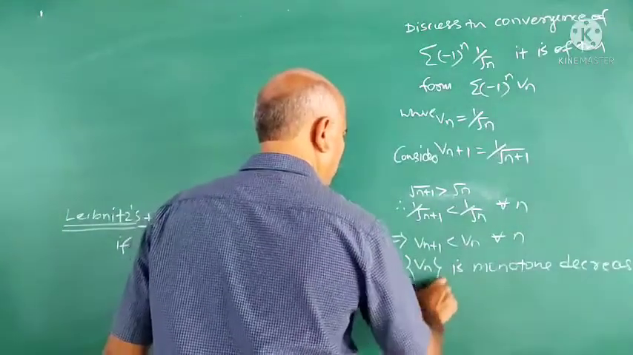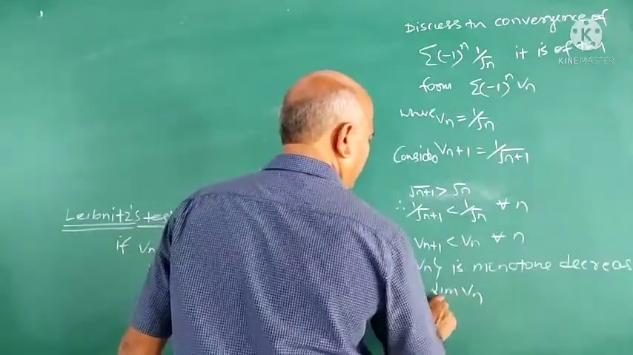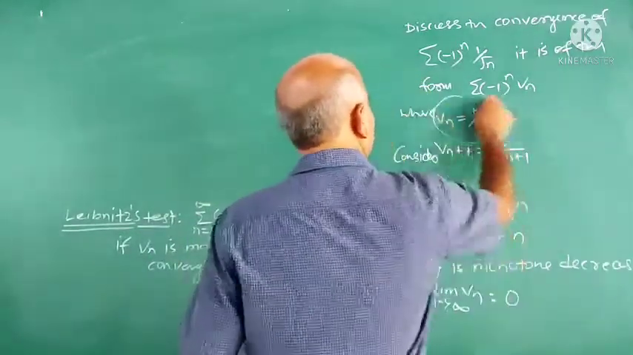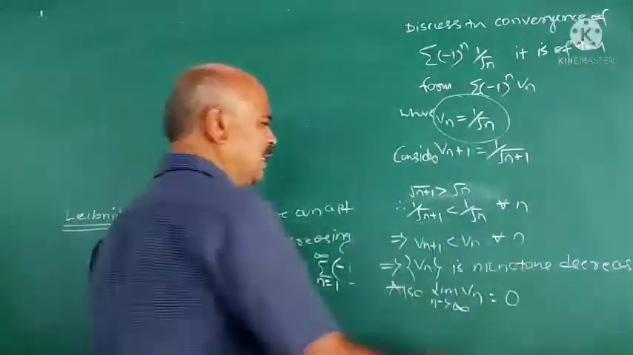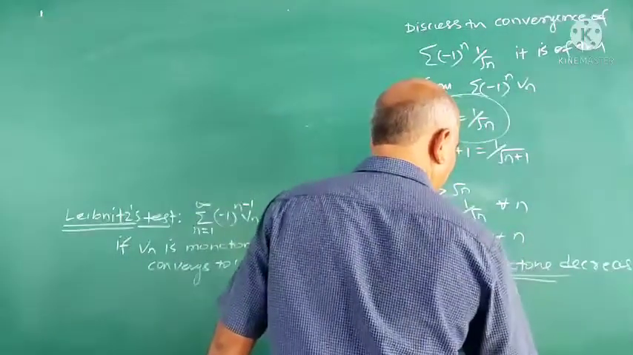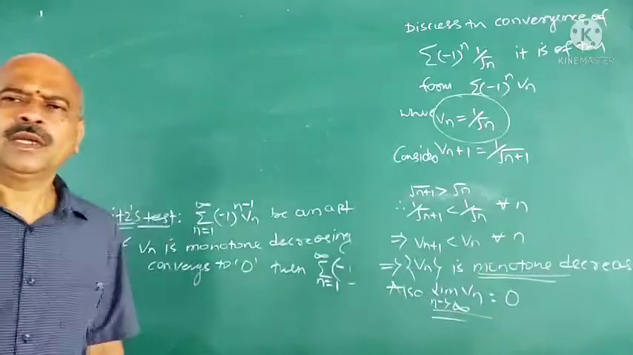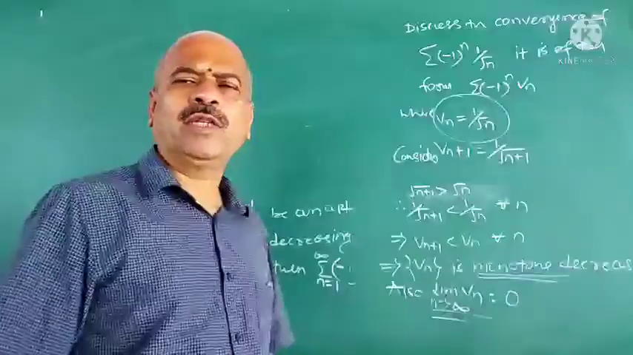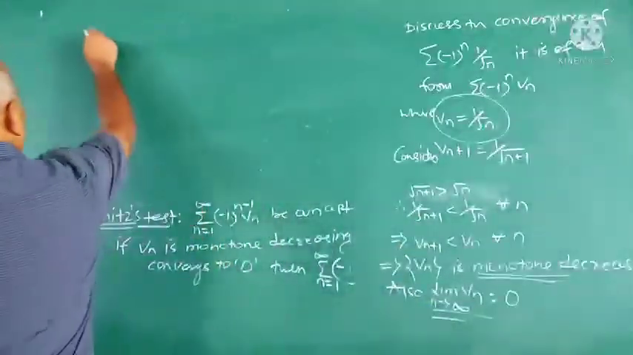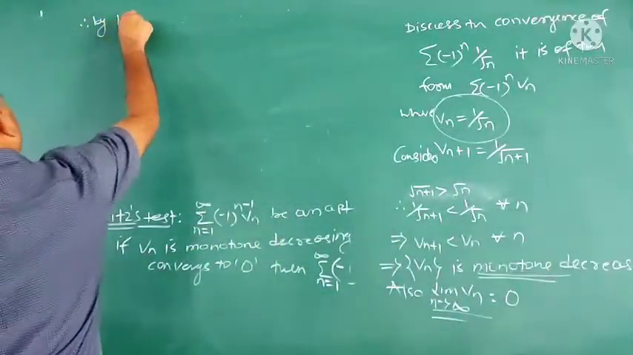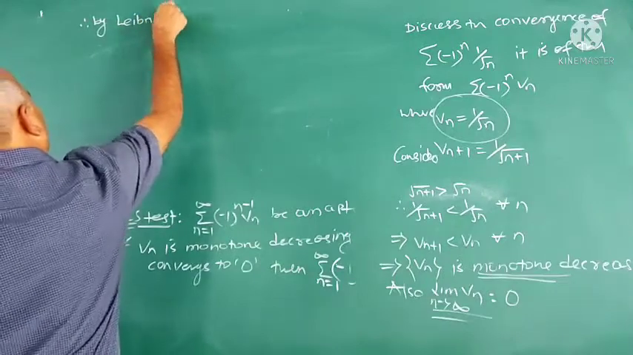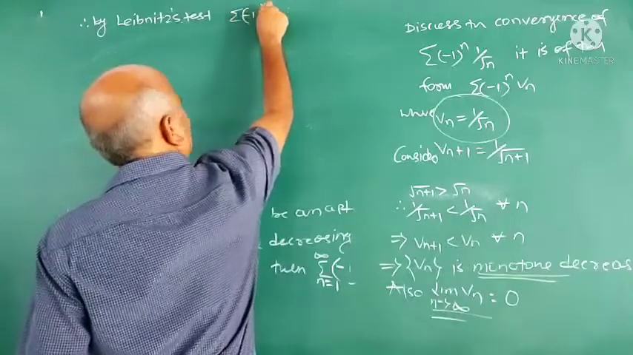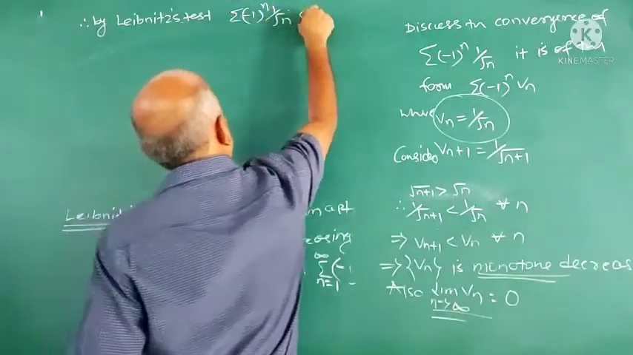Also, limit Vn as n tends to infinity is 0, because the limit of this as n tends to infinity is 0. Both the conditions are satisfied. What are the conditions of Leibniz test? Vn must be monotone decreasing and limit Vn must be 0. Both the conditions are satisfied. Therefore, by Leibniz test, sigma minus 1 raised to n 1 upon root n converges.